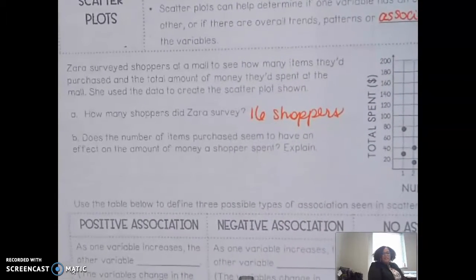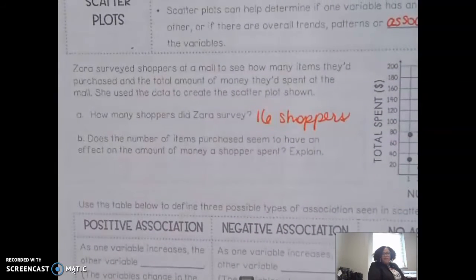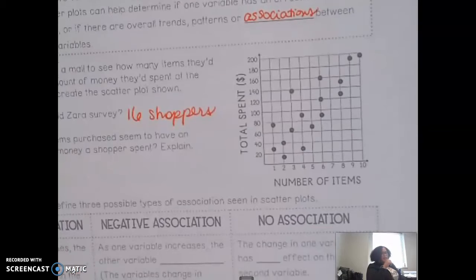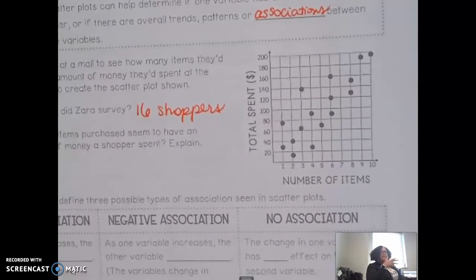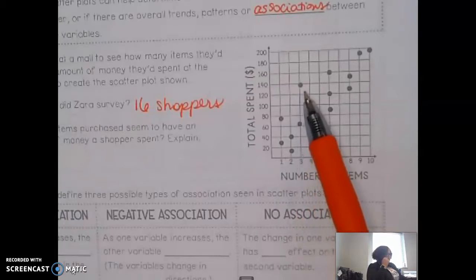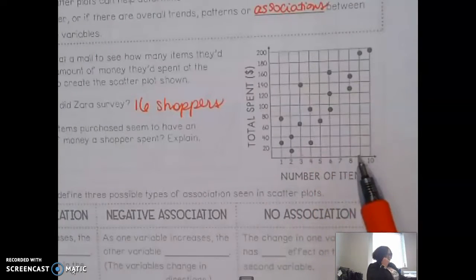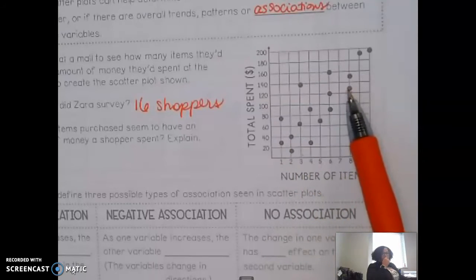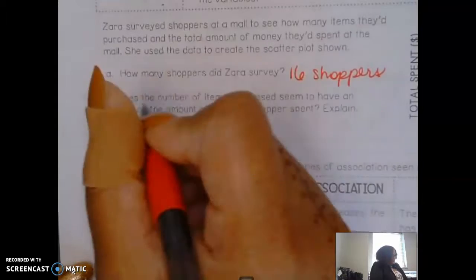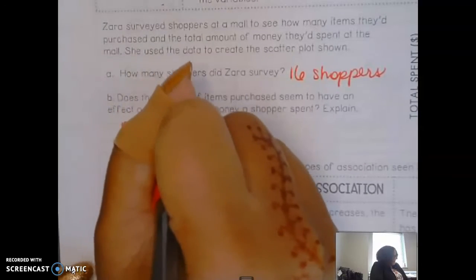And does the number of items that they bought have an effect on the amount of money that they spent? For the most part-ish, yes. The more things that you buy, the more money that you're spending. However, I can also look here and see that 3 things were bought and they spent $140. Whereas over here, 8 things were bought and less than $140 was spent. So this is about $125. So it really depends on how much the stuff is. But overall, I'm going to say mostly yes.